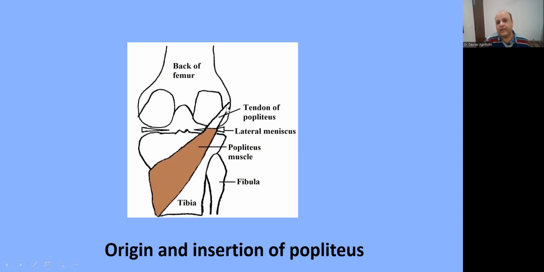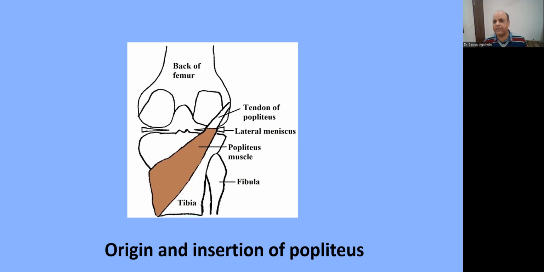Yes, and origin of the muscle is tendinous, and this muscle then goes down and gets inserted onto the posterior surface of the tibia above the soleal line. The insertion is fleshy. Origin is tendinous, insertion is fleshy. Also, this muscle arises from the popliteal groove on the lateral surface of lateral condyle of femur, the anterior part of the groove. It also arises from the outer border of lateral meniscus. So the significance of this is that it protects the lateral meniscus.